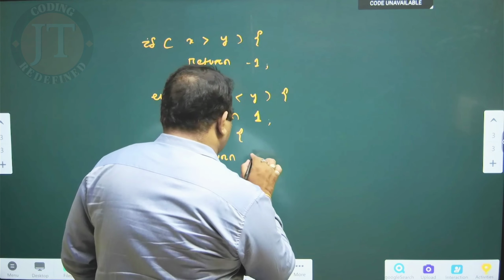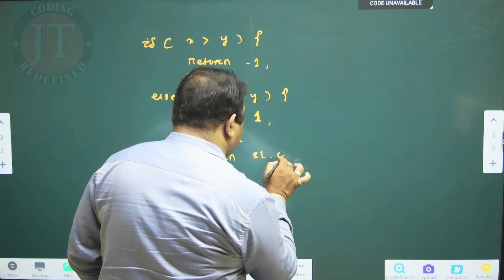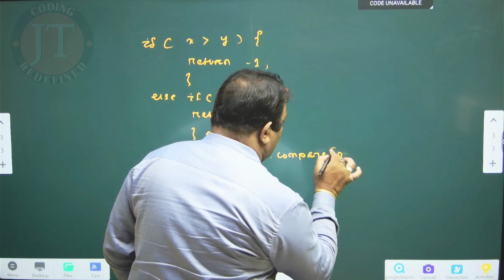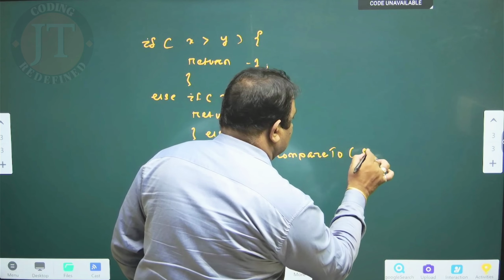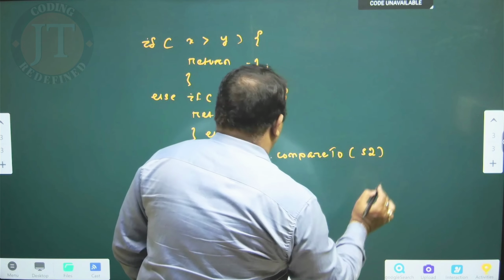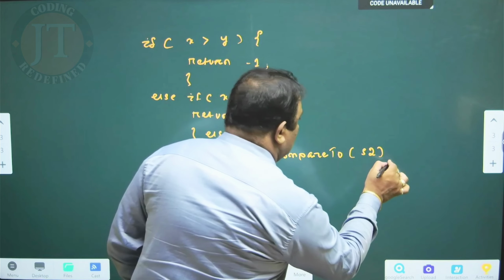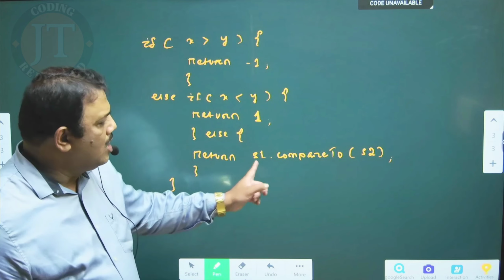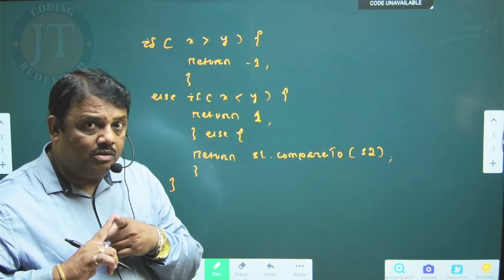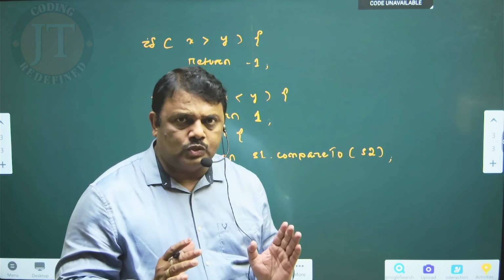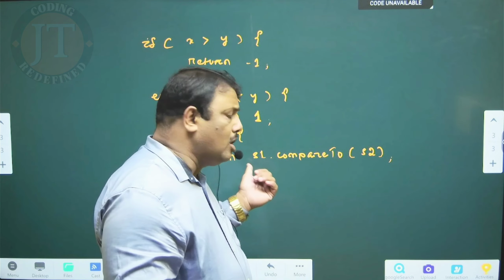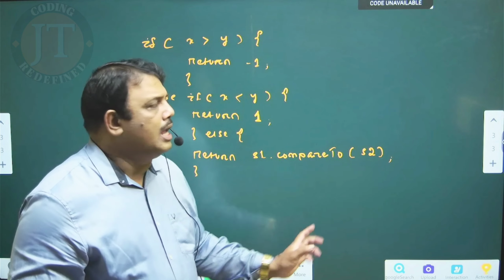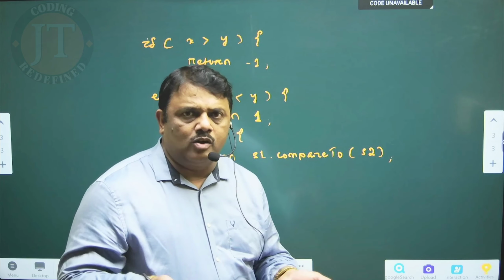s1.compareTo(s2). Here you see compareTo with s2. Now the question is, what is the meaning of that? s1.compareTo(s2). Now s1's ASCII value is compared with s2. If it returns a negative value, it comes first. If it returns a positive value, then it comes next.